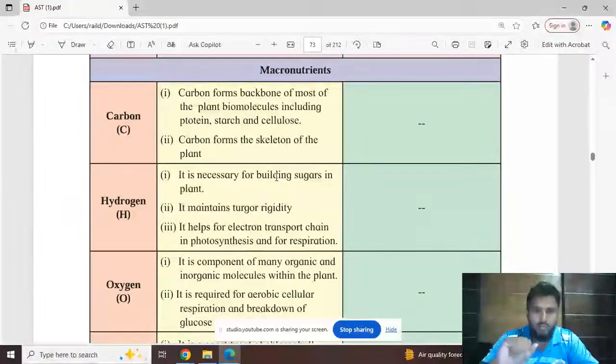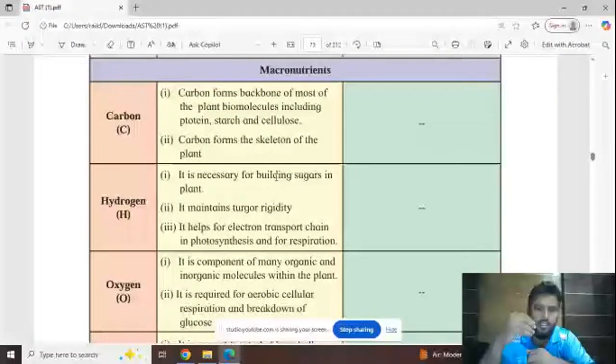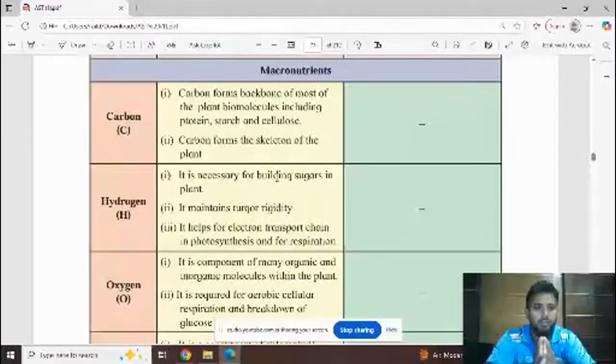Like carbon, it is the backbone of the plants. Because I already told that we have discussed that, everything is made up of carbon, and that's why it is called.